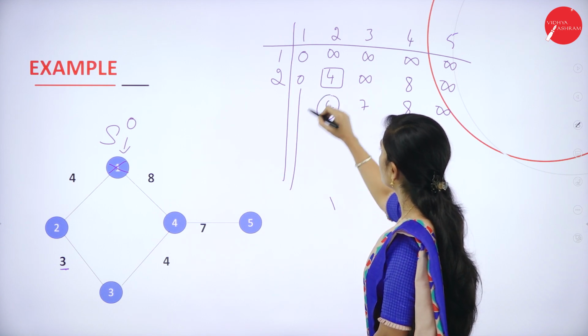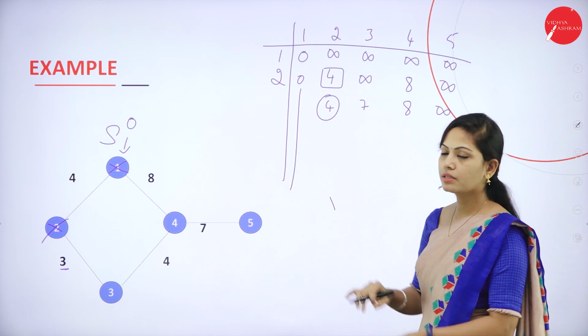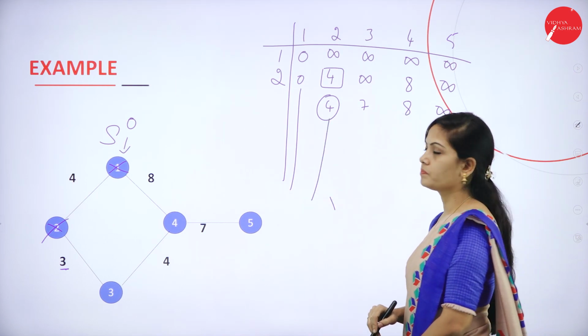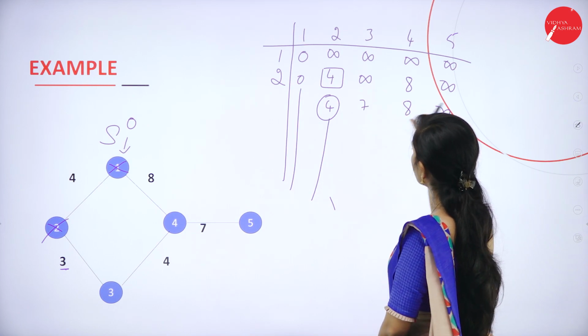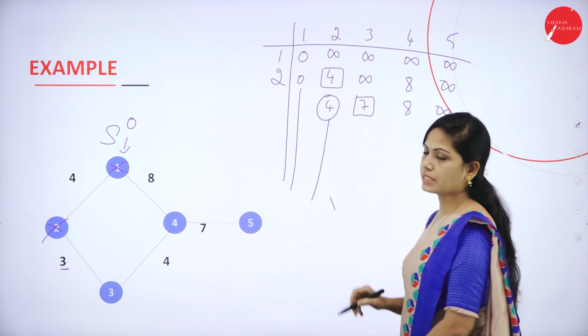So again I'll scratch this out because I have visited vertex 2, so no need to use it again. And among these three values, the least value is 7.